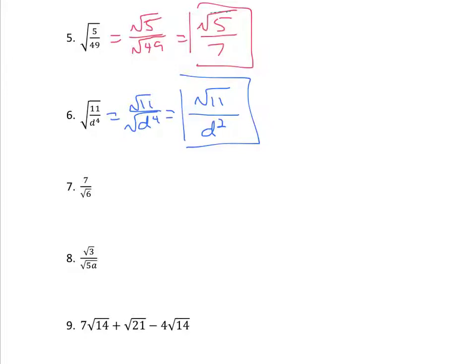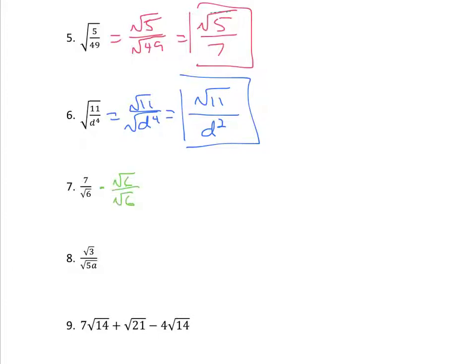Now, number 7. On this one, you can't do anything with square root of 6. We don't know what square root of 6 is. So we have to do what we call rationalize the denominator. To rationalize the denominator, you have to multiply the whole thing by 1. But 1 has many different forms. Anything over itself is equal to 1. So we're going to multiply this by root 6 over root 6.